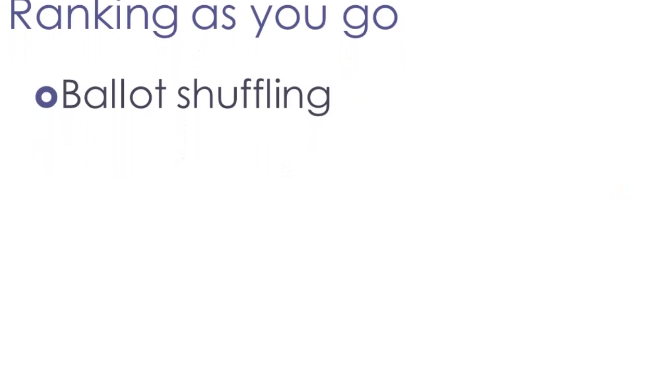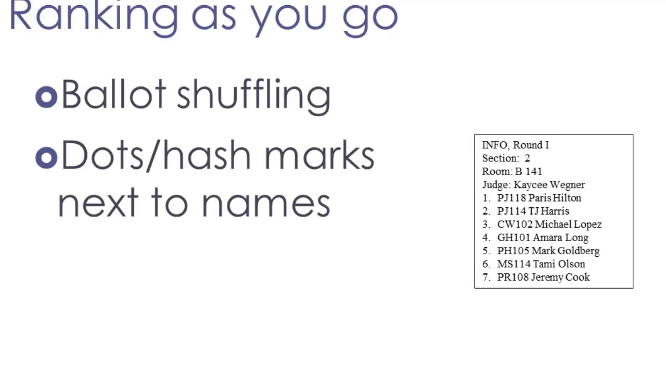Another method involves using dots or hash marks next to the speaker's codes. The first speaker gets a dot. If you think the second speaker is better than the first, then you'll put a dot next to the second speaker and add a dot to the first speaker. If you think the third speaker wasn't as good as the first or the second speaker, you'll put 3 dots next to their code, and so on.